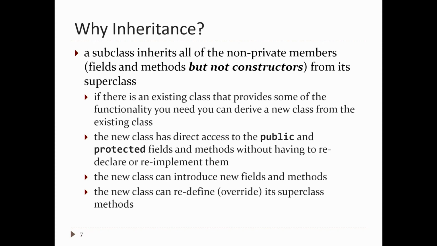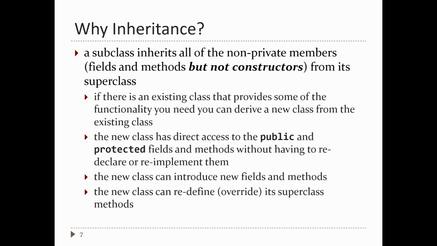Any member that's public, your subclasses inherit those features from the superclass. You're going to see shortly that there's another access modifier called protected. Your subclass also inherits all of those protected methods and fields from its superclass. Now notice that a subclass never inherits the constructors from the superclass. So when a subclass needs a constructor, it needs to define its own.